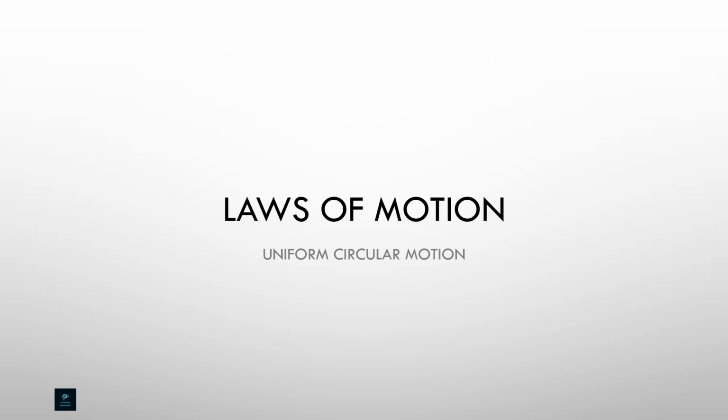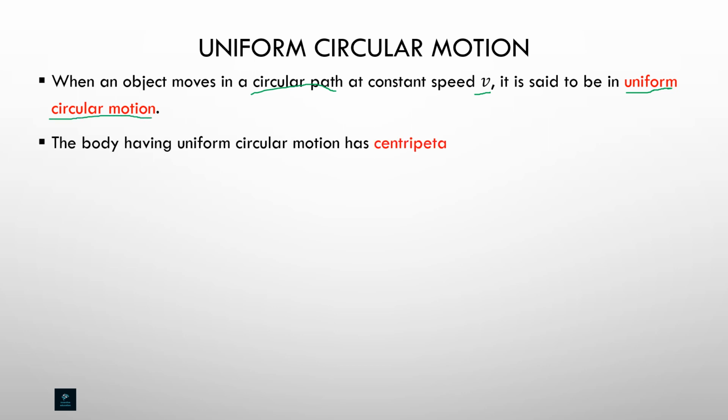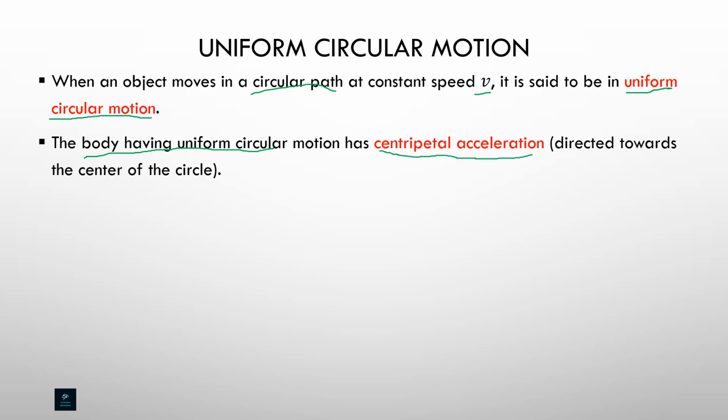Hello and welcome. We were studying laws of motion, and in this video we are going to learn the forces required to keep an object in circular motion. Now we already know that when an object moves in a circular path at constant speed v, it is said to be in uniform circular motion. The body having uniform circular motion has centripetal acceleration. The centripetal acceleration is directed towards the center of the circle.